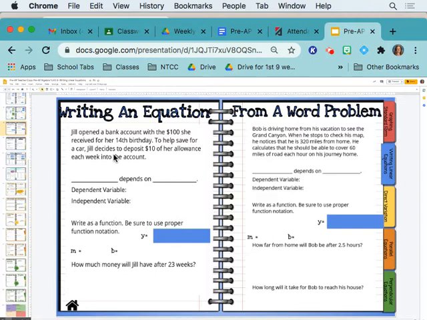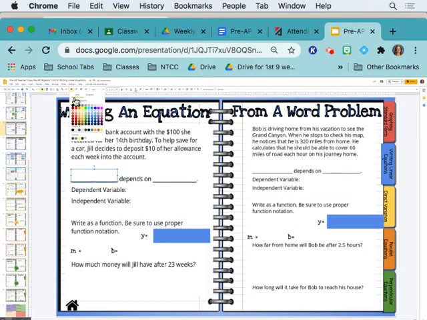Jill opened a bank account with the $100 she received for her 14th birthday. To help save for a car, Jill decides to deposit $10 of her allowance each week into the account. So we need to talk about independent and dependent. We need to add a text box. So we need to talk about what depends on what. What are the two variables here anyway?